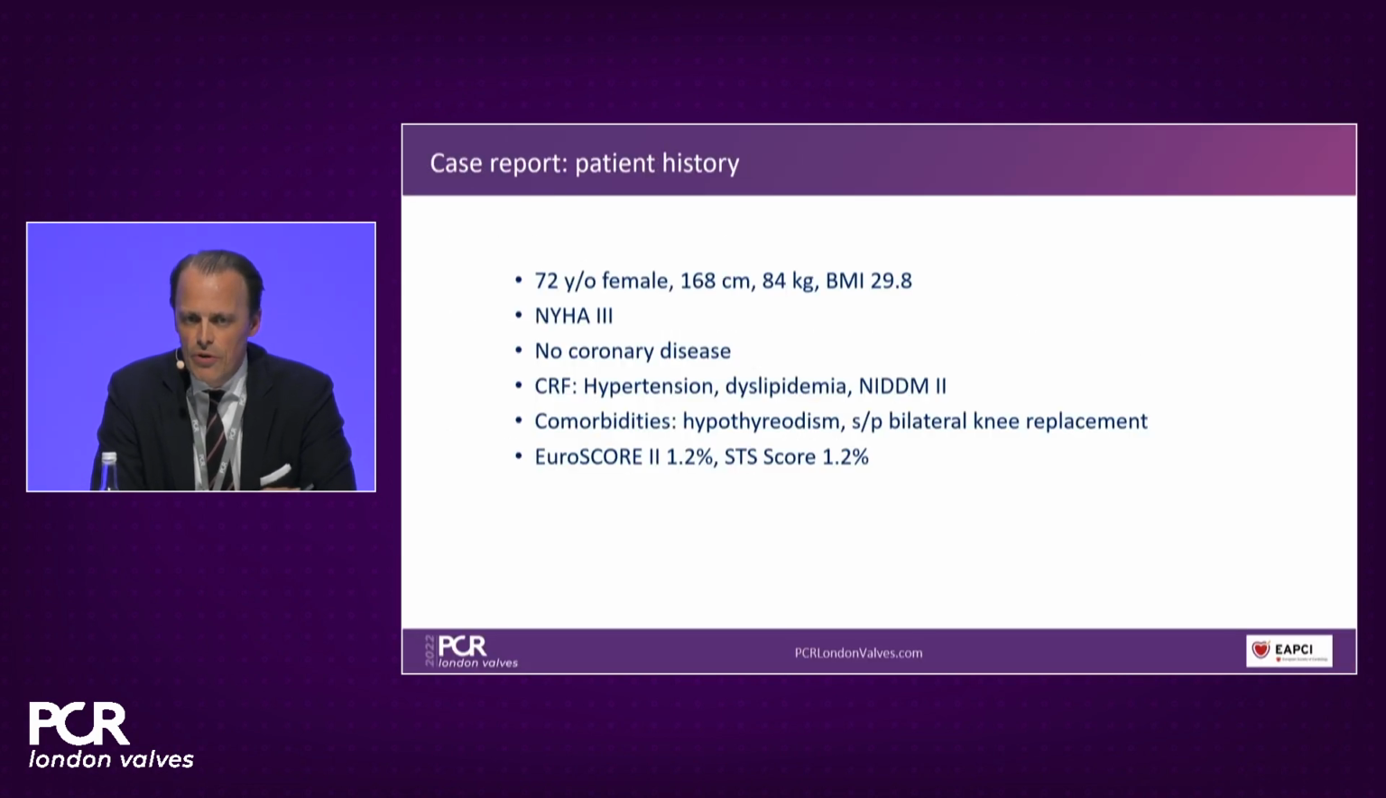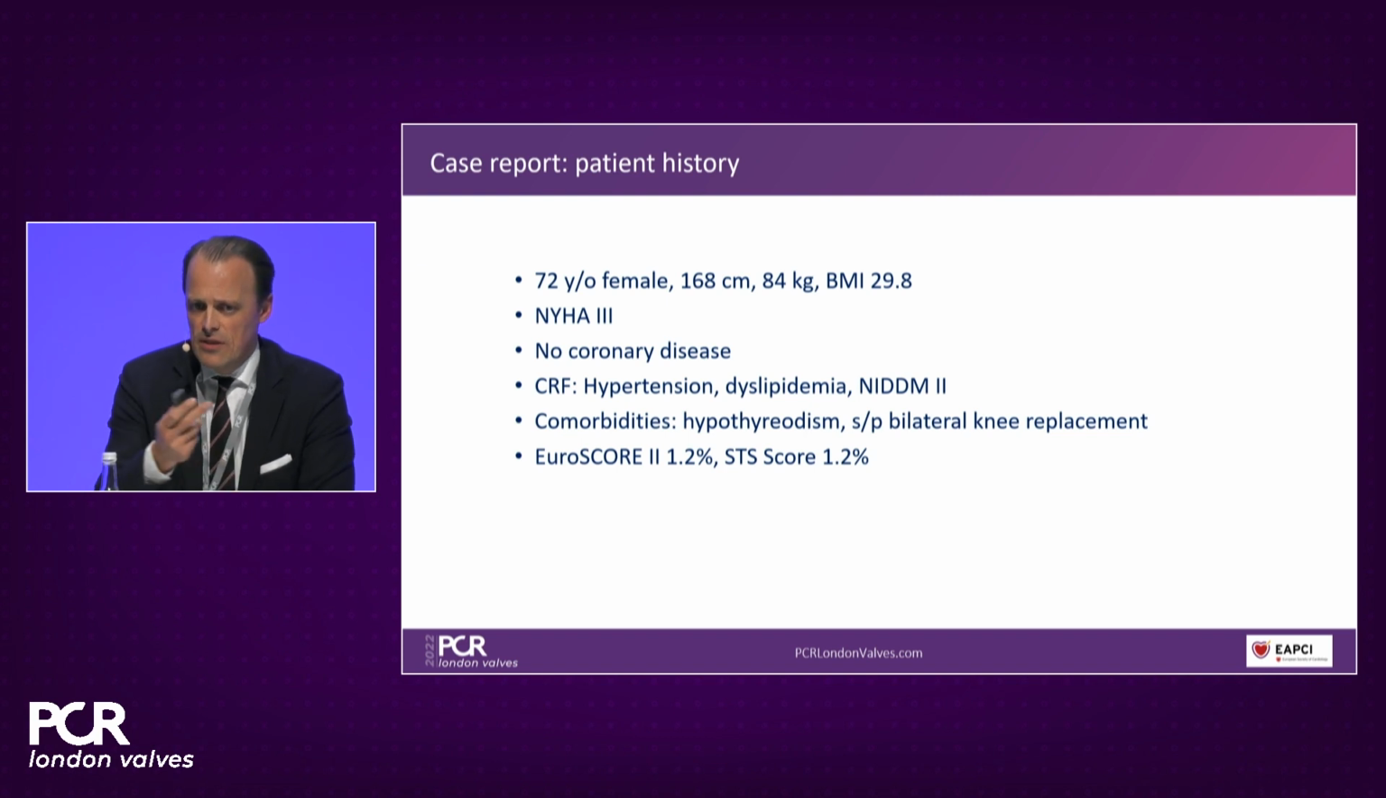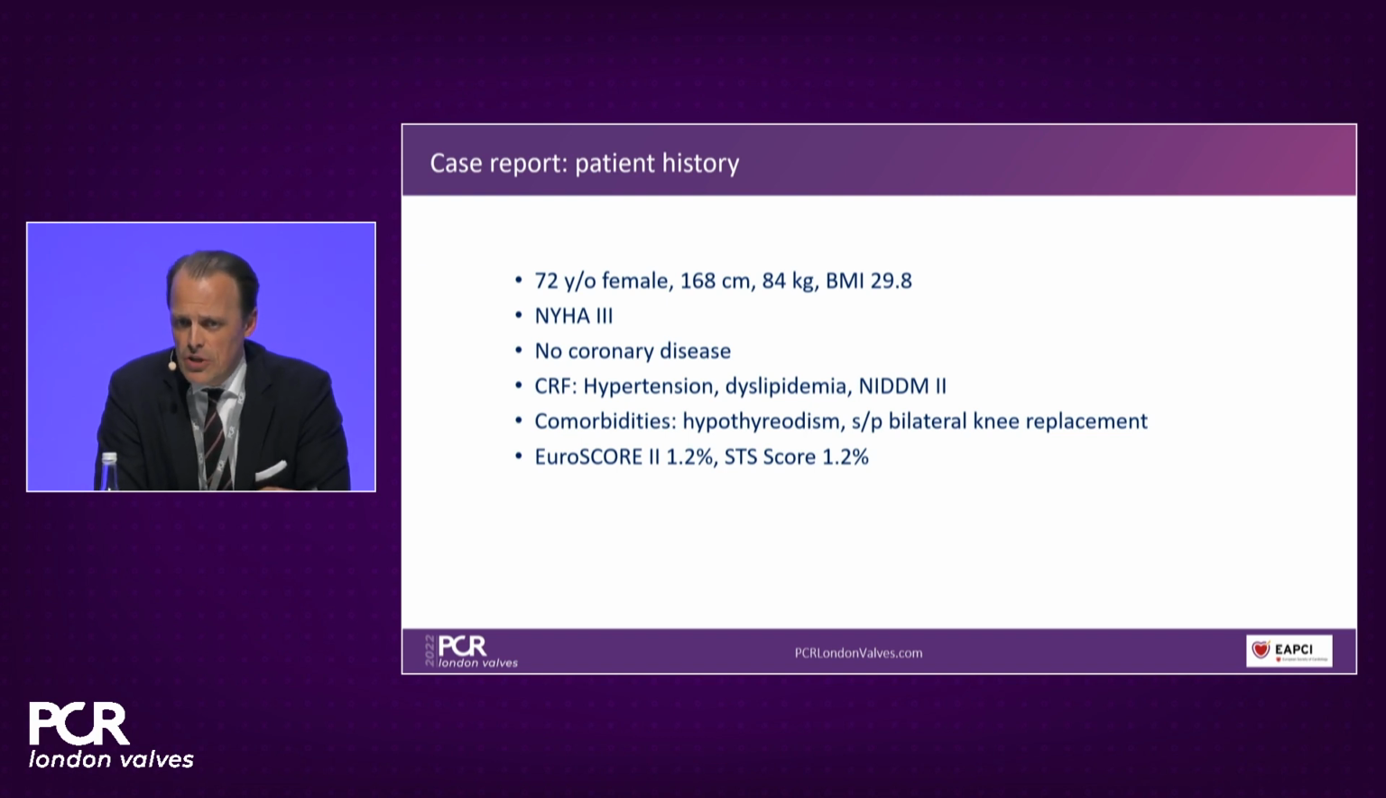This is a 70-year-old female patient. She is maybe a little bit on the heavy-set side, not really. She's severely symptomatic, no coronary disease. She does have a typical cardiovascular risk profile. Comorbidities: little hypothyroidism, status post bilateral knee replacement. She is mobile, but somewhat reduced in her overall mobility. You can see the formal risk stratification down there. So just formally speaking, this is actually a low-risk patient and maybe on the young side.